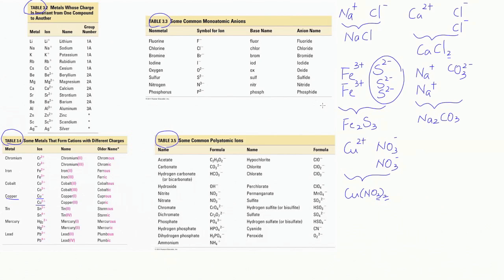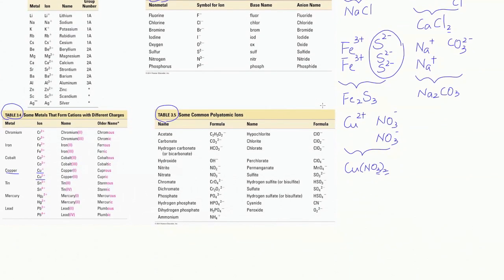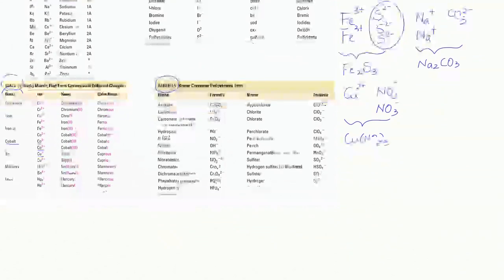Now let's take a look at the second topic, how we write the dissociation equation for ionic compounds if you have the formula for them. Let's see the first one. If you have magnesium chloride, how do we write the dissociation equation for this ionic compound? Before dissociation, it's solid.